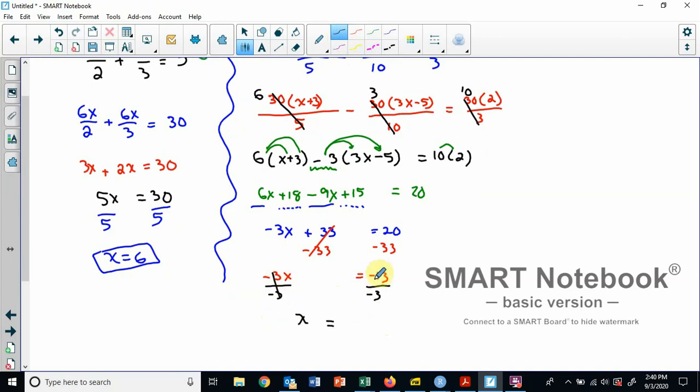X will equal, let's see, a negative divided by negative is a positive. 13 over 3 does not reduce. So our answer is positive 13 over 3. Okay. That's about as nasty and mean of a problem as we can give you on this test.